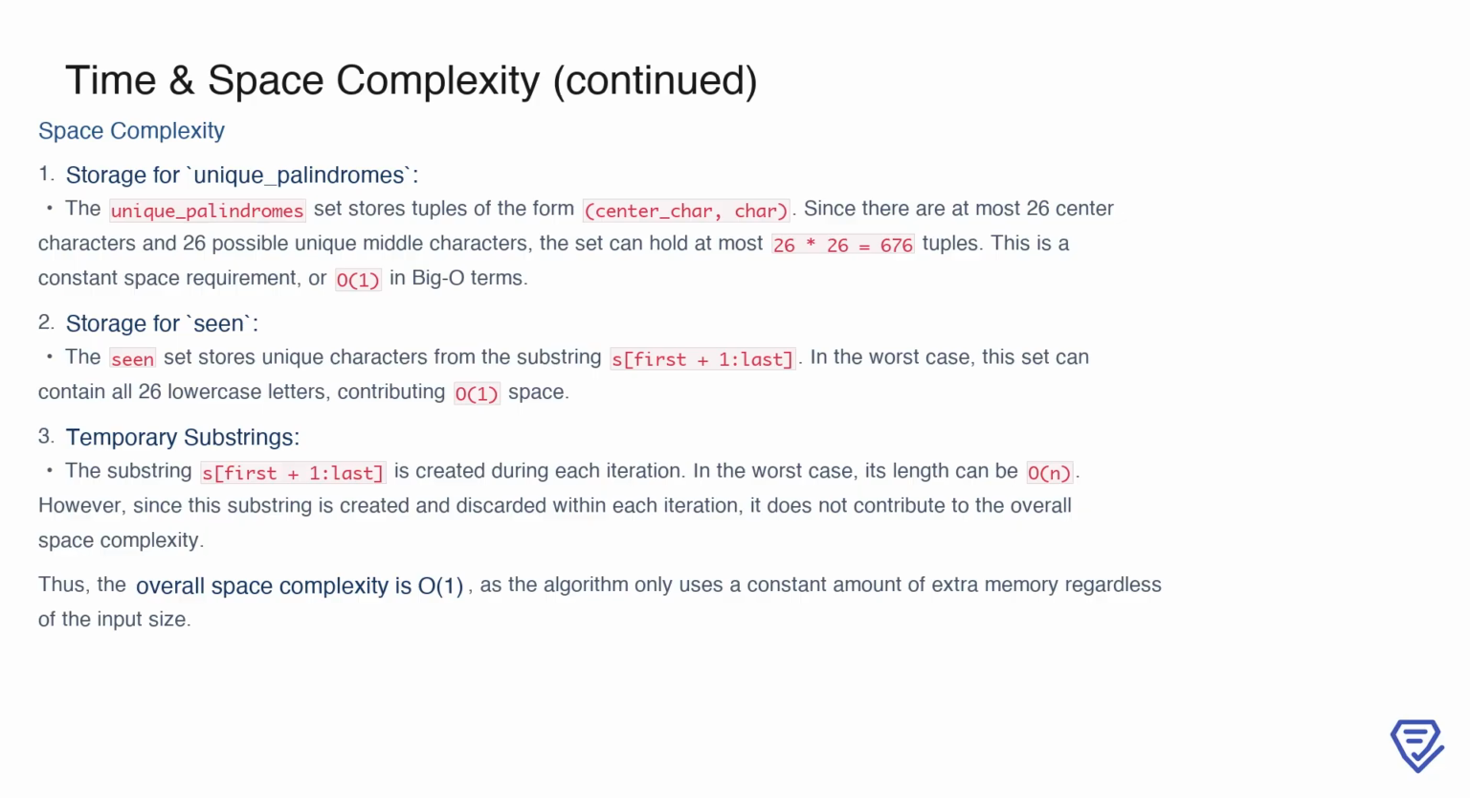Finally, while the substring s[first+1:last] can be as long as n, it is created and discarded within each iteration of the loop. Since we don't hold on to these substrings across iterations, they don't contribute to the overall space complexity. Therefore, the total space complexity of the algorithm remains O(1).